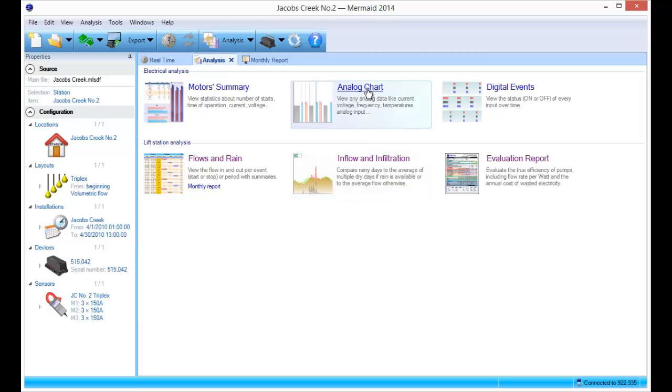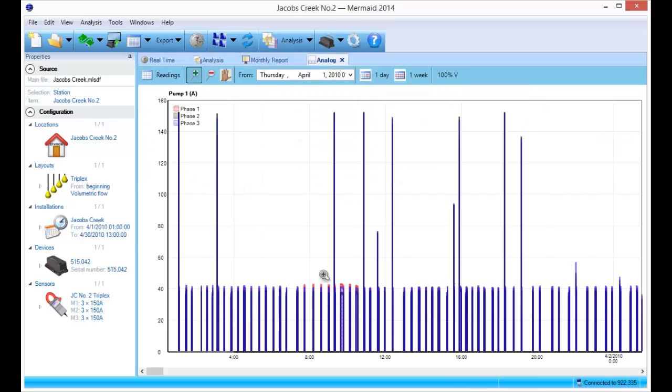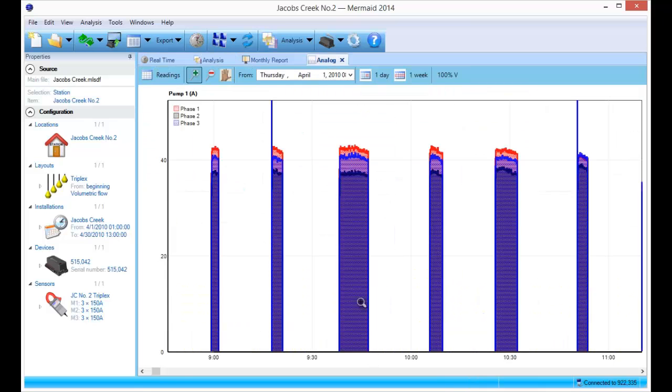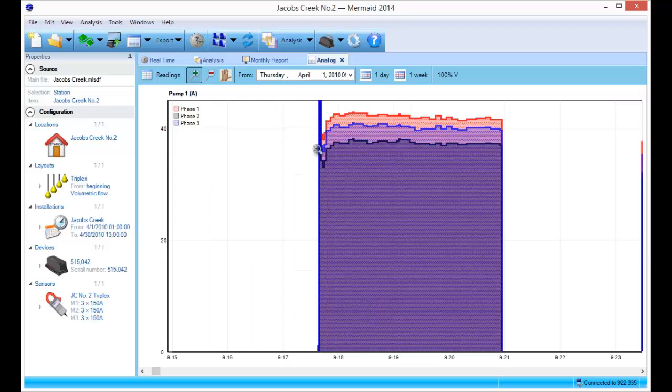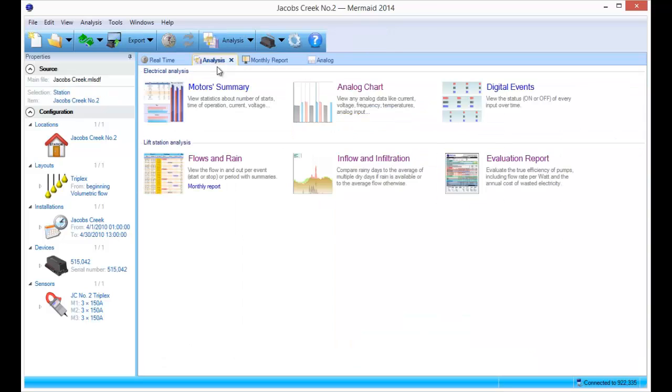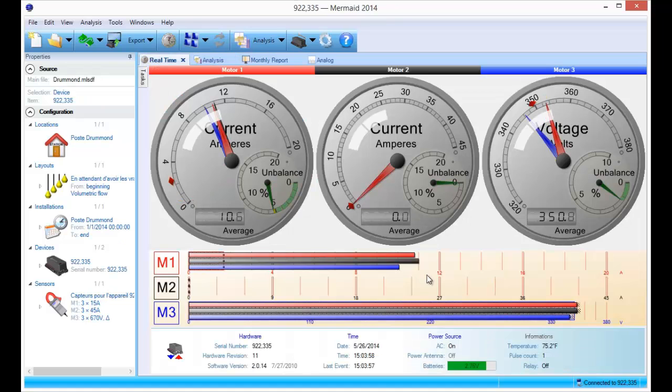If we want to have more detail, we can go to analog. We can go into real great detail about what happened to each phase. We have the start peak, and then for each of the 3 phases for that pump, we know exactly what was going on. So it's very clear. We can go into detail in every aspect of whatever is going on at the lift station. If you're connected to a MerMaid data logger, then you have the possibility of seeing stuff in real time.